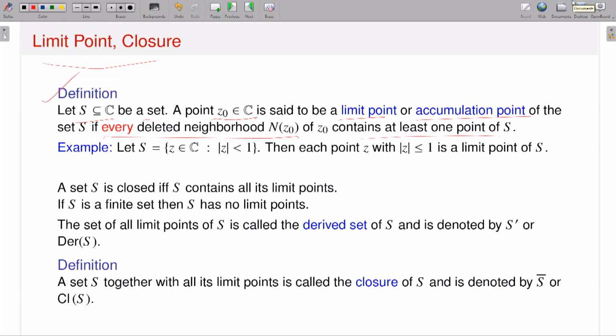So, for example, on the real line, a point is called a limit point of a set if you take any deleted open interval around that point, and it intersects your set in at least one point.